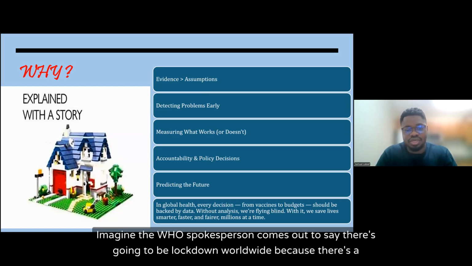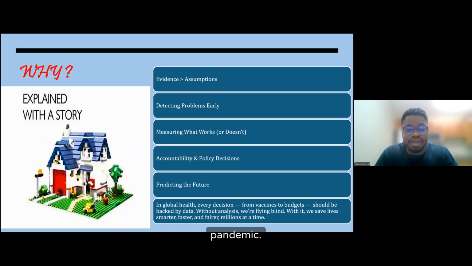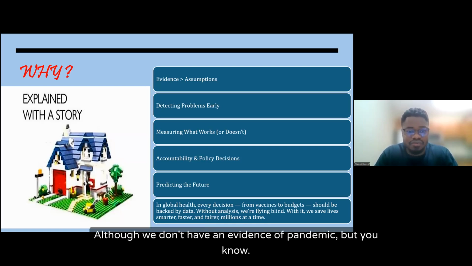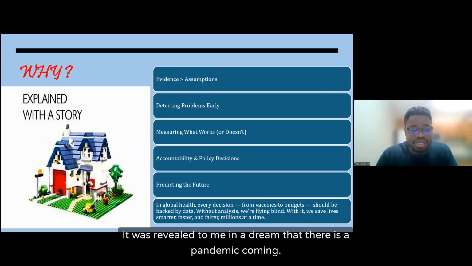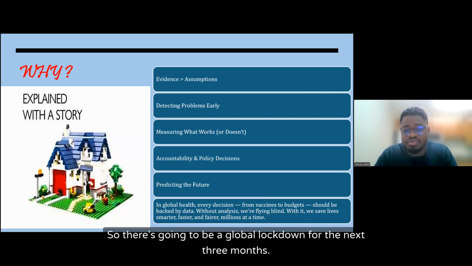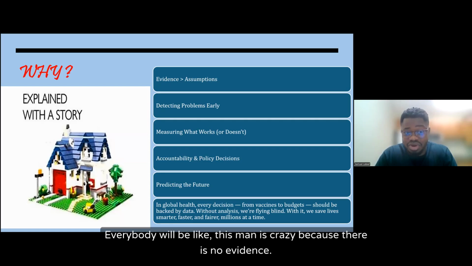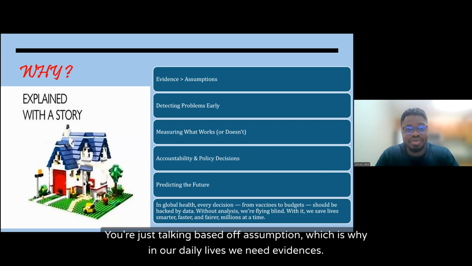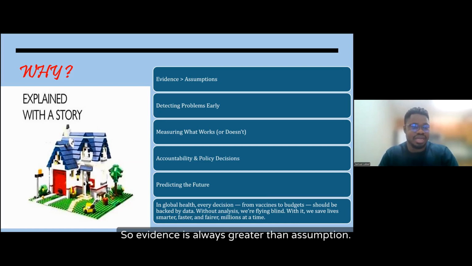Imagine the WHO spokesperson comes out to say there's going to be lockdown worldwide because there's a pandemic, although we don't have any evidence of a pandemic, but it was revealed to me in a dream that there is a pandemic coming. So there's going to be a global lockdown for the next 3 months. Everybody will be like, this man is crazy because there's no evidence. You're just talking based off assumption, which is why in our daily lives we need evidence. So evidence is always greater than assumption.